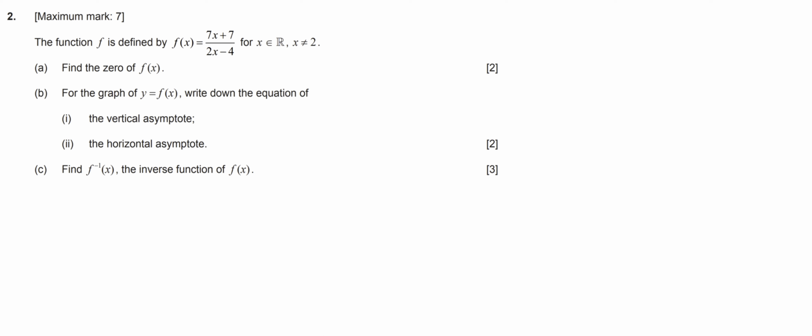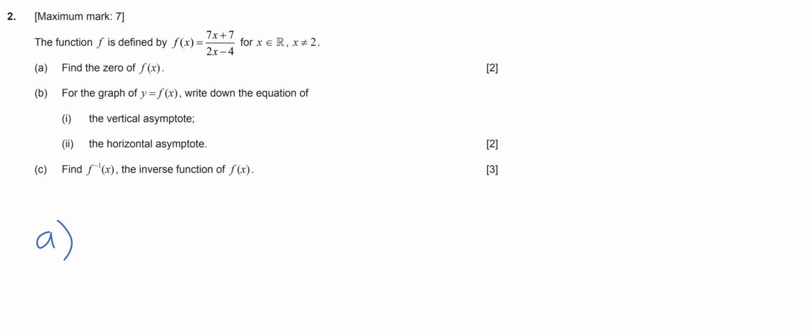IB SLAA Maths Paper, Paper 1, Question 2. The function f is defined by f of x equals 7x plus 7 over 2x minus 4. x is real and x does not equal 2. Part A, find the zero of f of x.